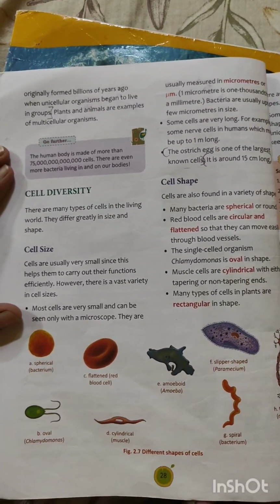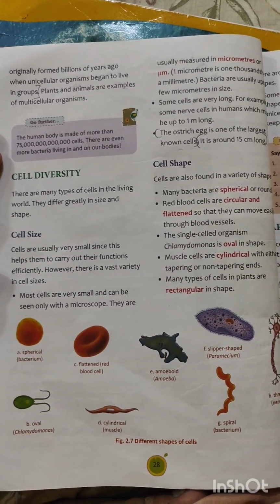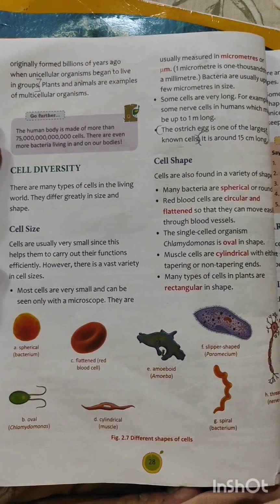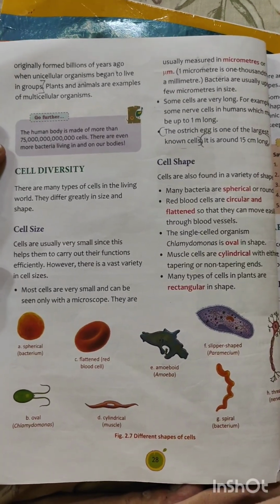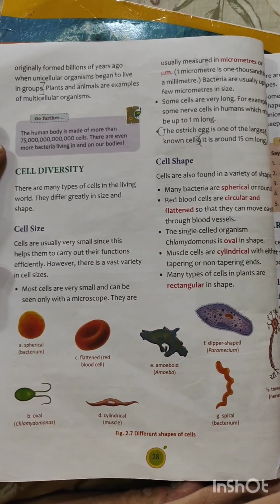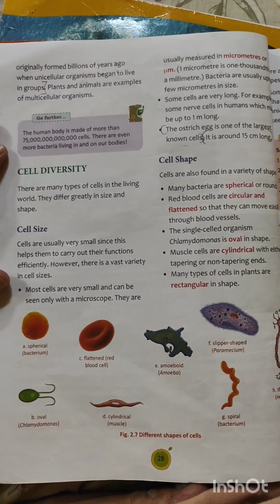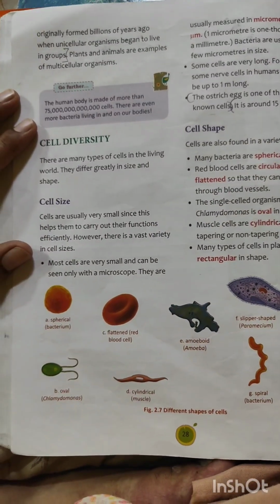So cell diversity. There are many types of cells in the living world. They differ greatly in size and shape. Okay, so we have seen that cell is the smallest unit which is in every living organism. Cells differ in size and shape. Let's see the cell size.